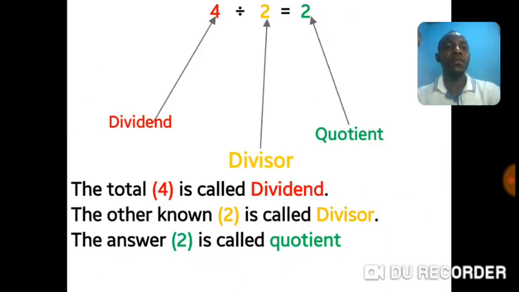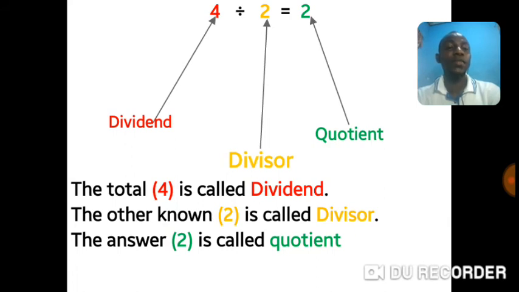We said that the total, which is the first number that is divided or is shared, is called a dividend. And then the number that shares or divides the dividend or the total, the first number, is called a divisor. Then at the end of the operation performed, the answer you get is called the quotient. The quotient.